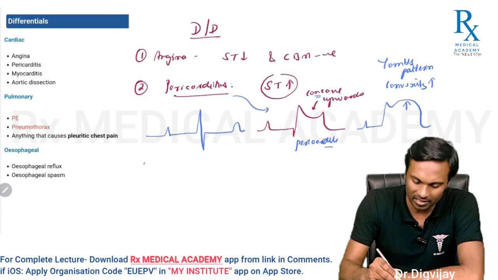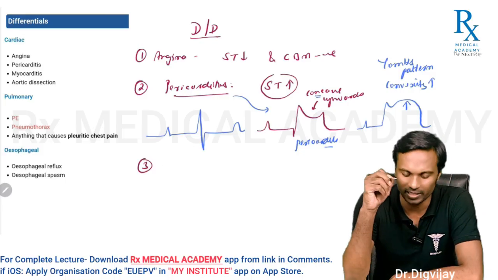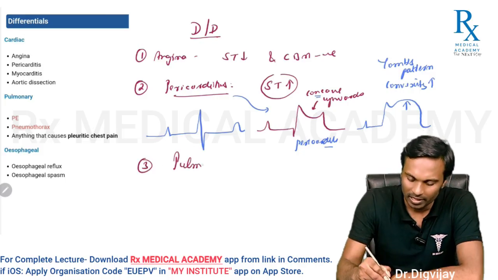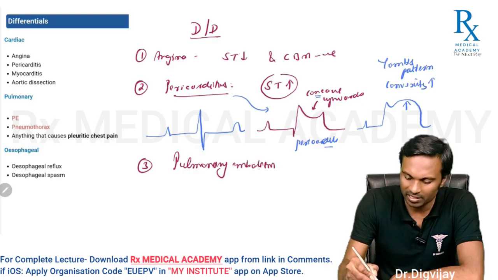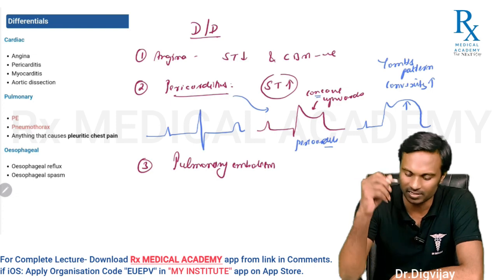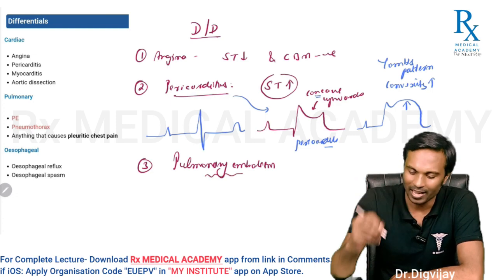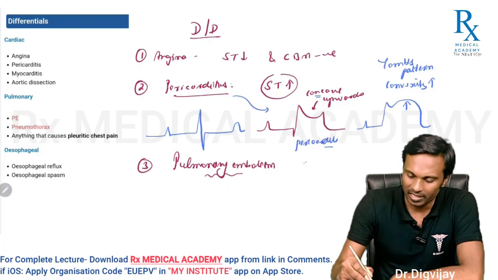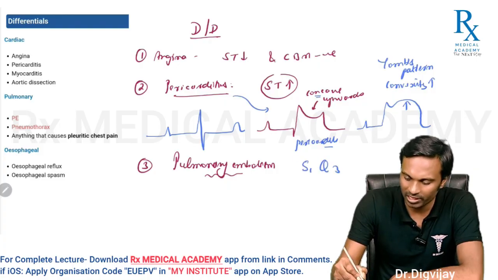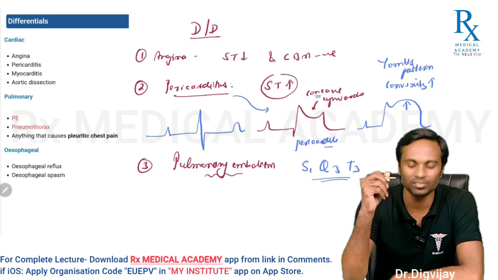Now, there can be other differential diagnosis, most importantly pulmonary embolism. In case of pulmonary embolism, the patient can have chest pain, plus there will be a fall in saturation and respiratory distress. In case of pulmonary embolism, we have a characteristic ECG finding, and I hope you guys already know that. There is S1, Q3 and T3. I hope you already know this.